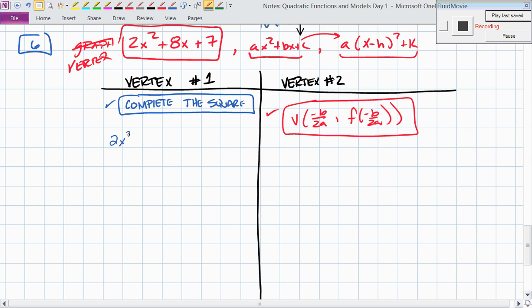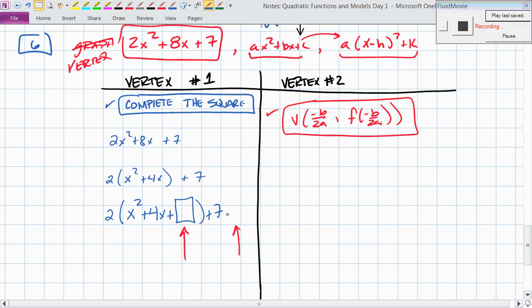Let's go: 2x² + 8x + 7. I want to complete the square on the x term and only on the x term. So that means I'm going to factor out a 2. I'll have 2, and I'm left with x² + 4x, and then a plus 7. So far, so good. Now I'm going to complete the square on the x term, so I'm going to have x² + 4x, and you may recall I have this magic number thing, plus 7. Now, you've got to be careful here, because if I'm adding a magic number here, then I need to subtract that same amount on the end.